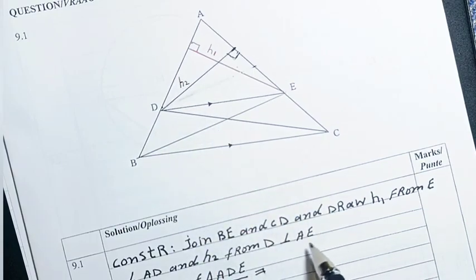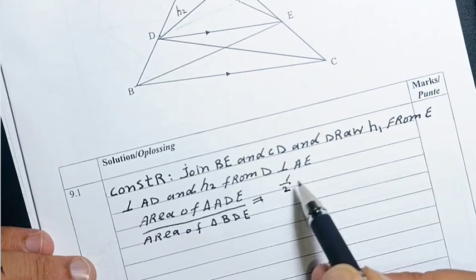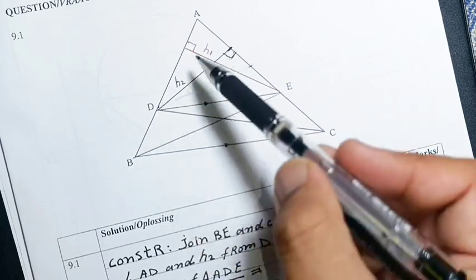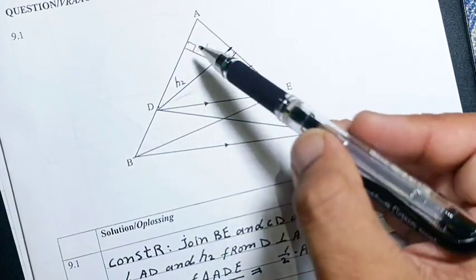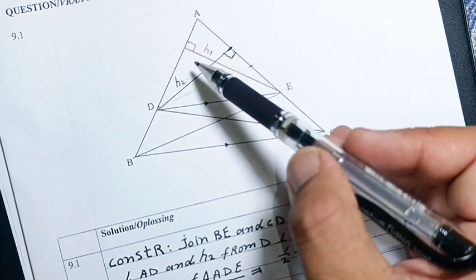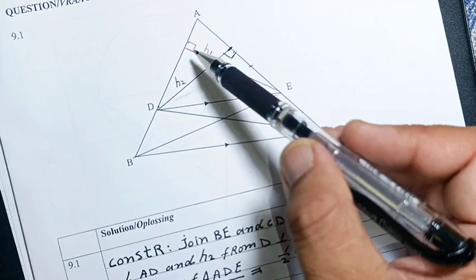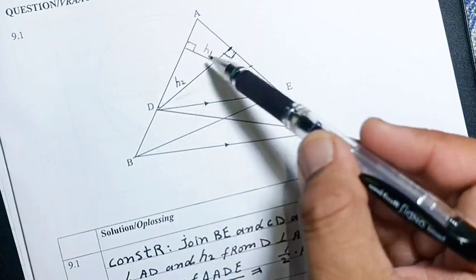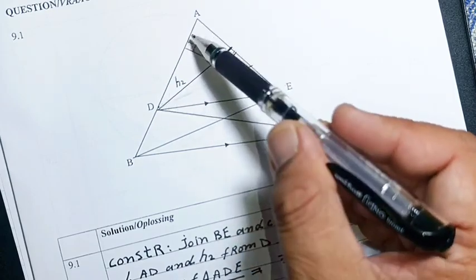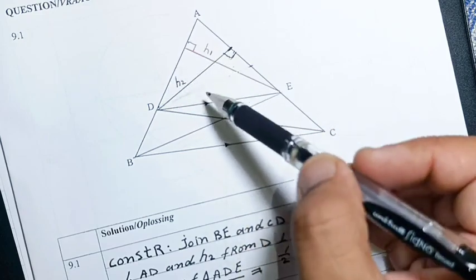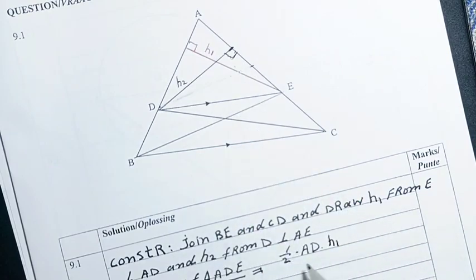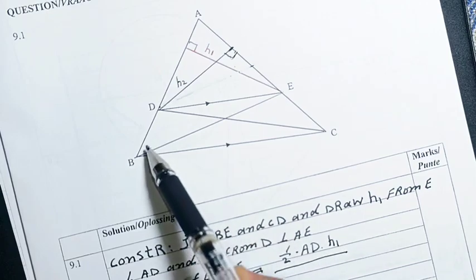So the area of ADE is 1 over 2 times AD. We're using the rule for the area of a triangle: 1 over 2 base times height. The base is AD and the height is H1. So the area is 1 over 2 times AD times H1. Now BDE.